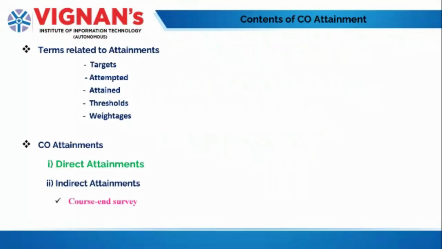Coming to the contents, the major terms are targets, attempted, attained, thresholds, and weightages. We will see them one by one. Coming to CO attainments, we have two types: one is direct attainment, the other is indirect attainment. In indirect attainment, we have the course exit survey. Let us see one by one.